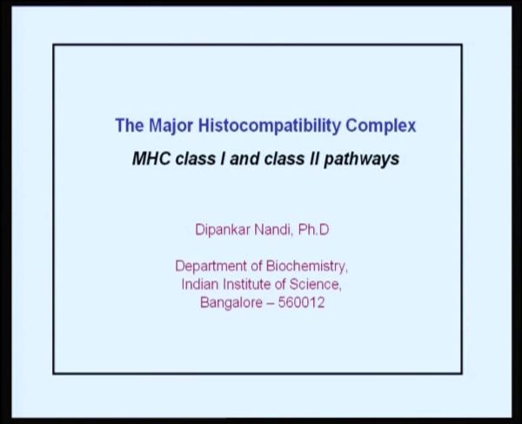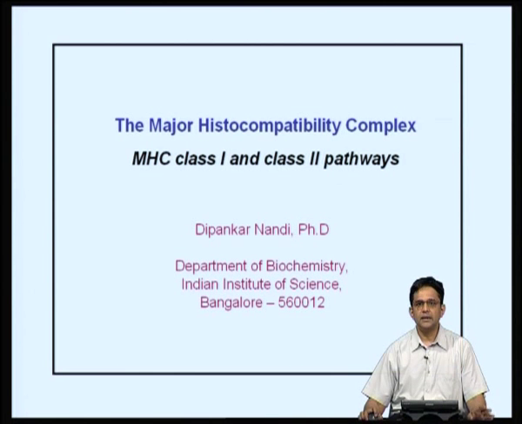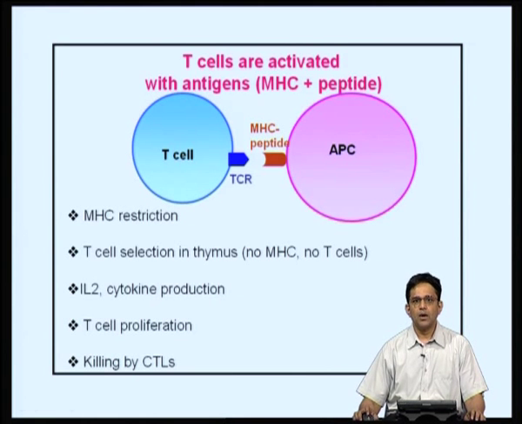So, today we will be discussing some remaining aspects about MHC class 1 assembly and then go on to discuss MHC class 2. This is just to remind us that T cells are activated by MHC peptide which is present on antigen presenting cells. We did discuss this aspect about MHC restriction. What is MHC restriction? The T cell receptor recognizes a particular MHC and the peptide complex.